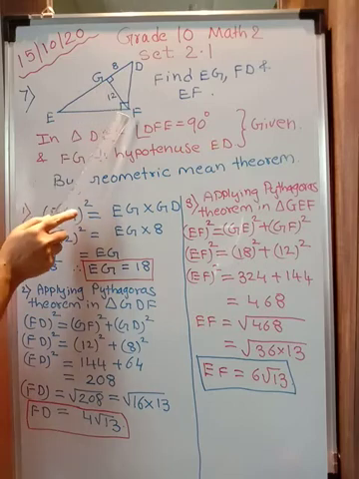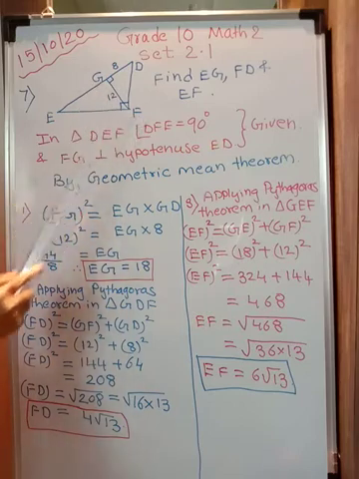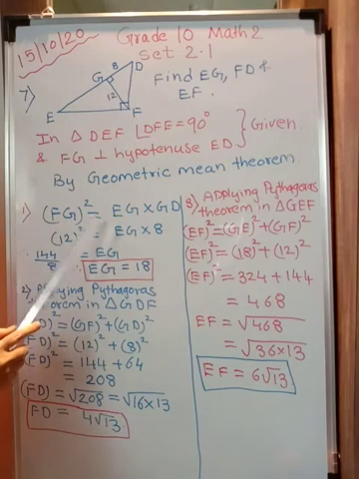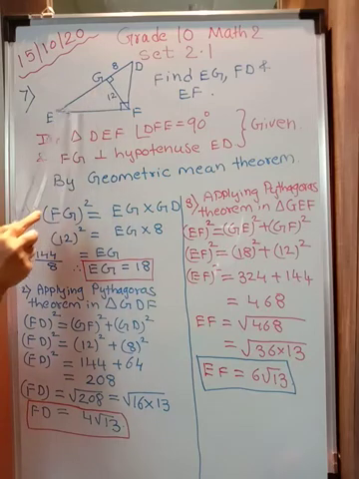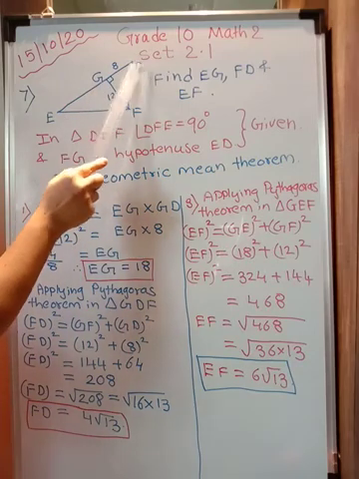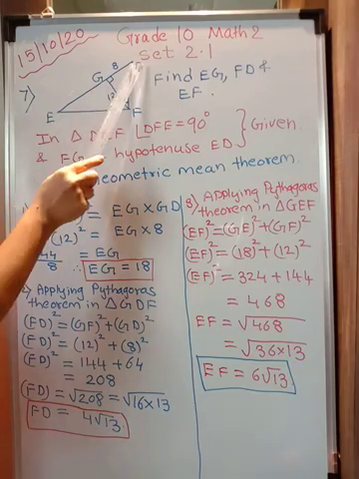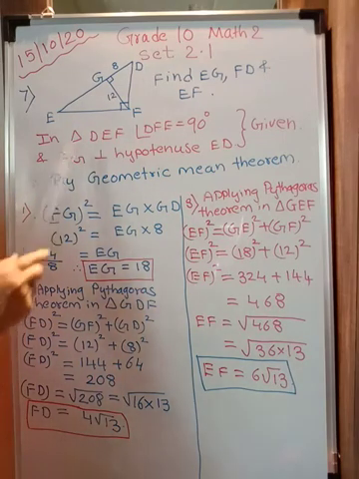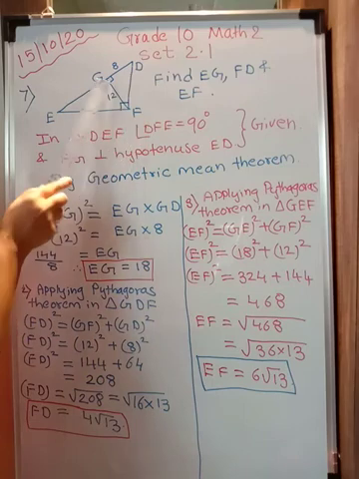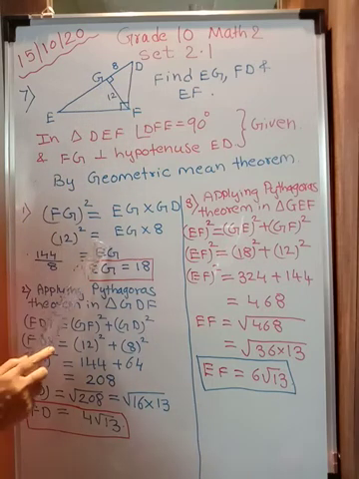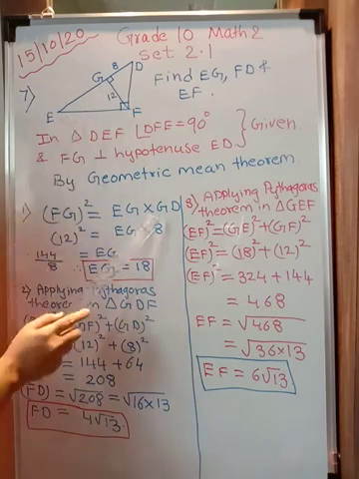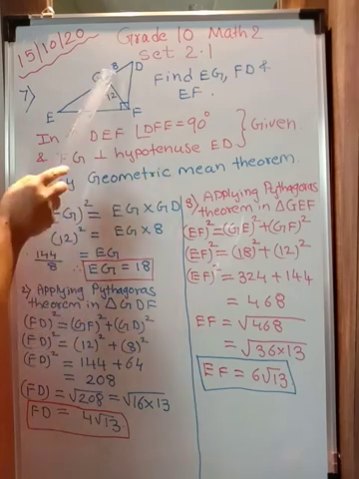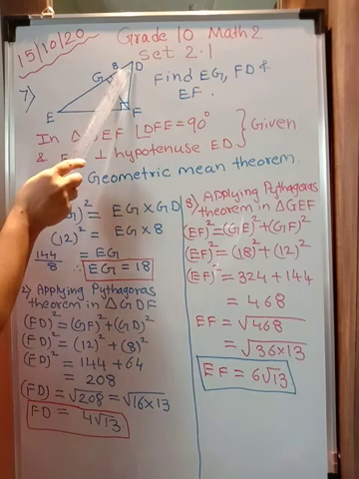So according to the geometric mean theorem, you have GF square or FG square is equal to GE into GD. Remember the geometric mean theorem. Now just substitute the values. You already have GF or FG given as 12. So 12 square is equal to EG, which we have to find out, into 8. 8 is GD, which is given.